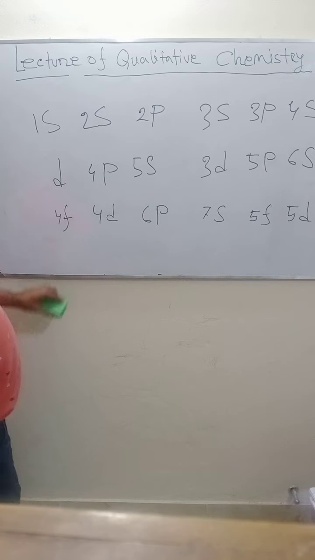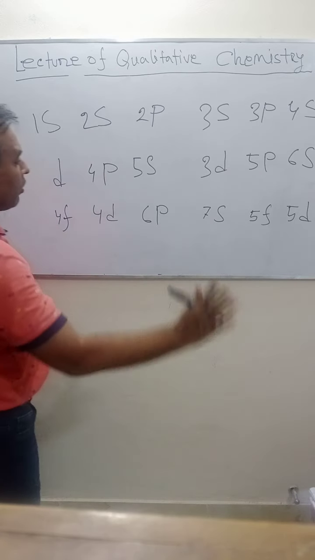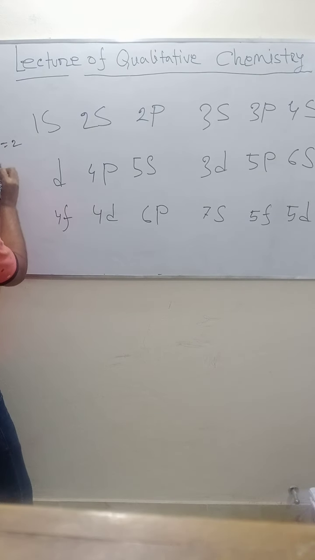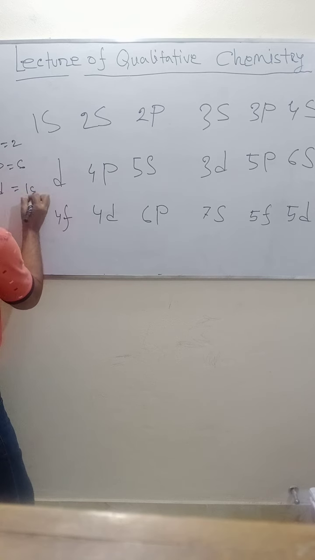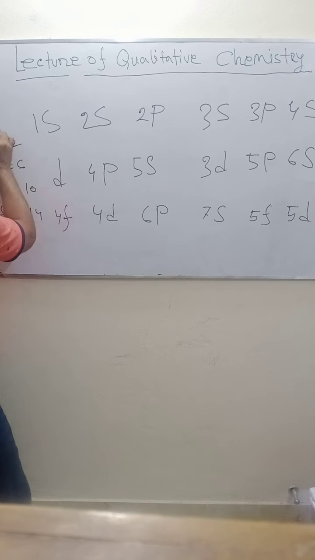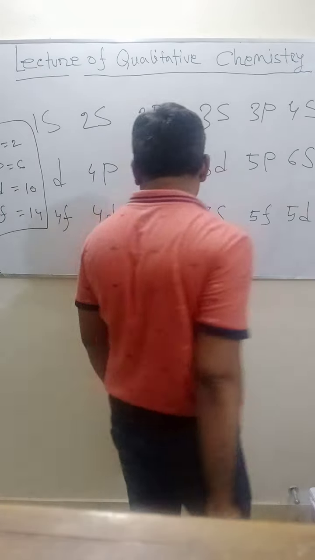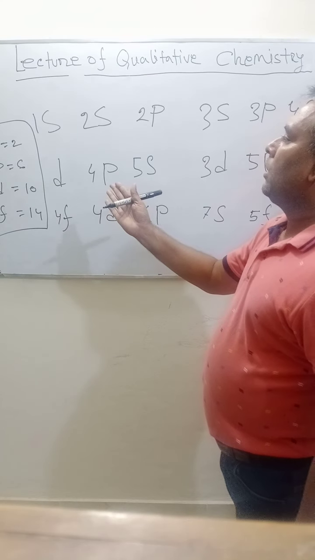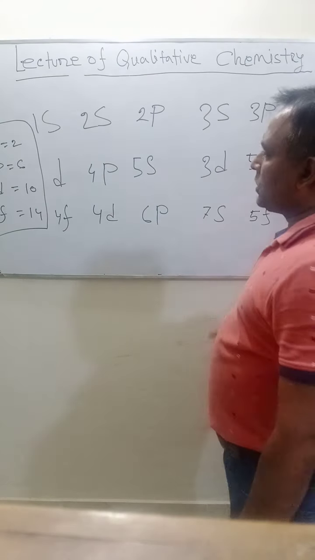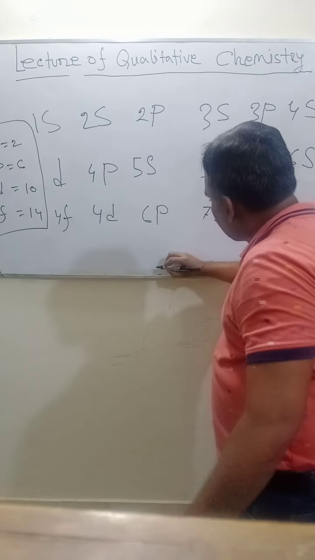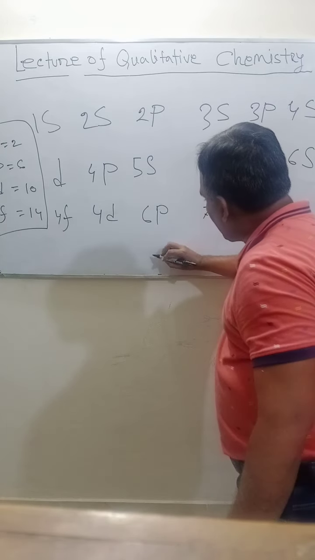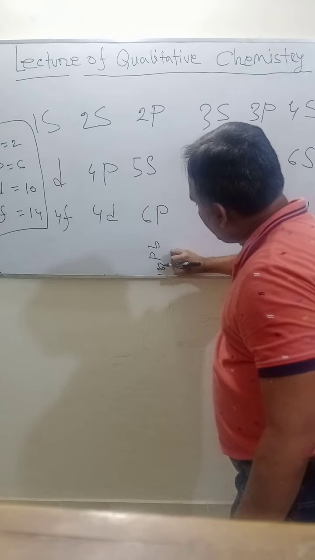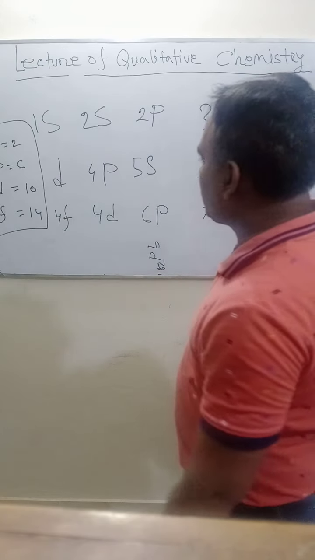Clear? Then you know that S can hold a maximum of 2 electrons, P is 6, D is 10, F is 14, as you know from earlier. So now you can easily distribute the electrons this way. Pb, 82 electrons, you have to configure here. Okay, start.